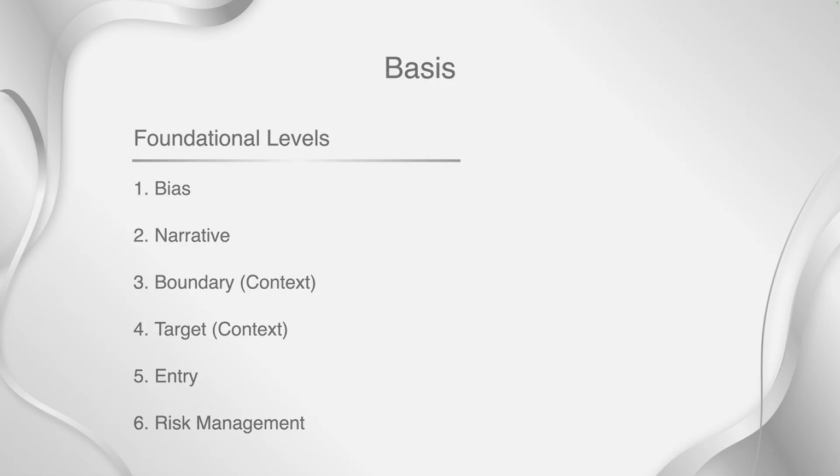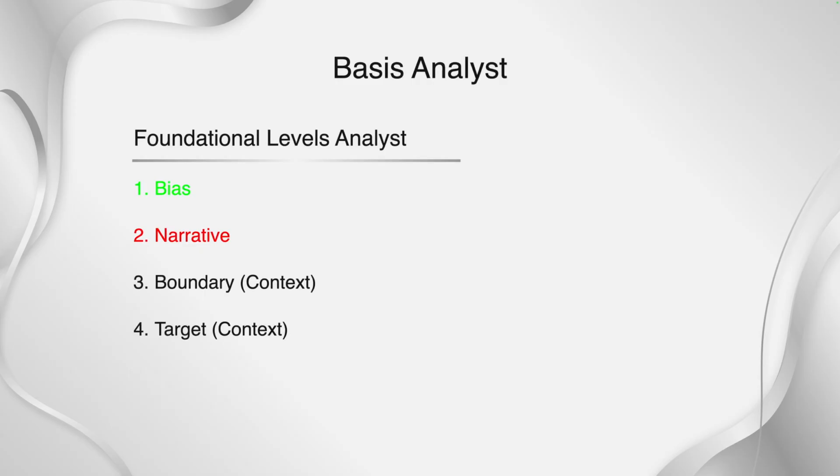Now, we need to of course know what we are talking about if we talk about the analyst phase. And the analyst phase is again the bias, the narrative, the boundary, and the target. We see bias is in green, narrative is in red. And that is because we have gone over bias. We are about to go over narrative as well. Again, bias is not done.